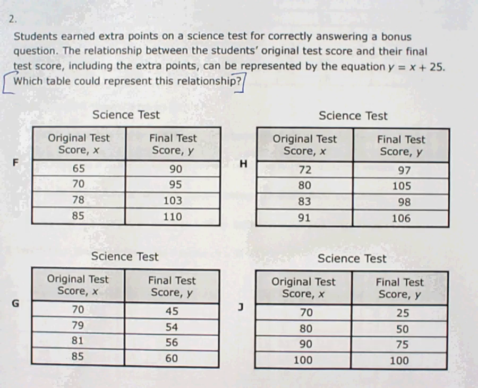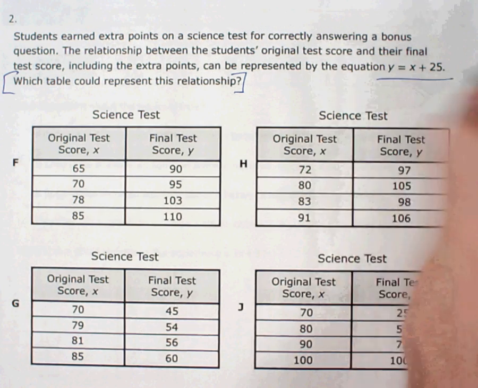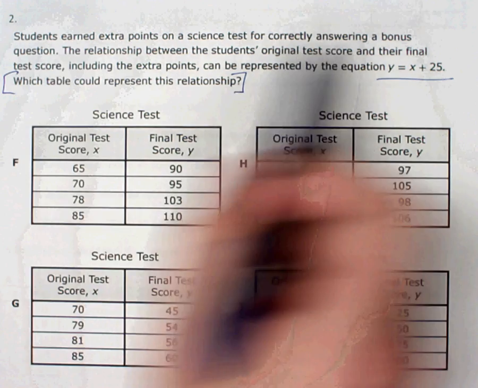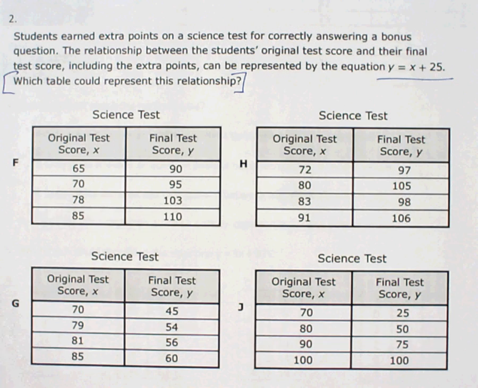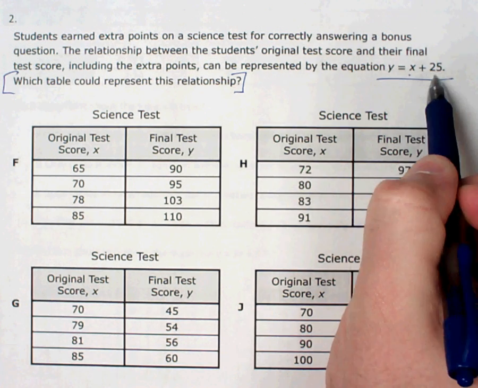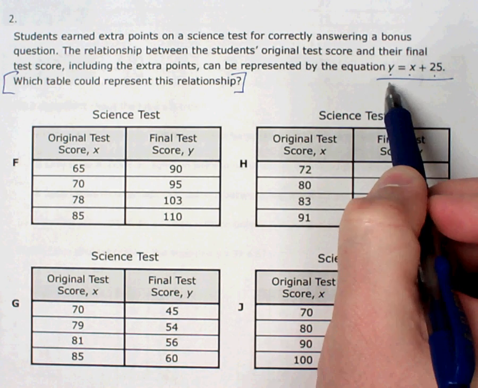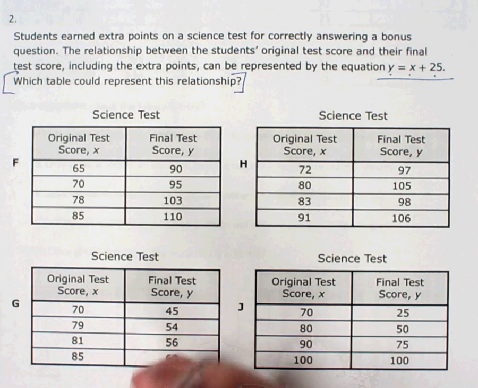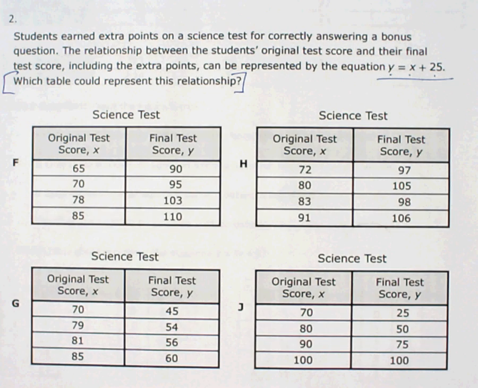Now here's the interesting thing about this. The only thing we really need is the rule. Because all of this text is just explaining what the rule means. That this is their original test score, these are the bonus points, and so this is their new final score. But we don't really need all that because we're not asked to come up with the rule. We're given the rule. We're given y equals x plus 25.